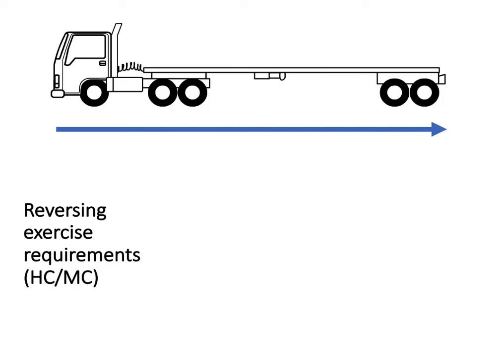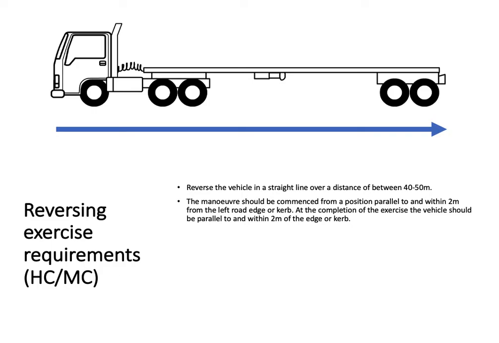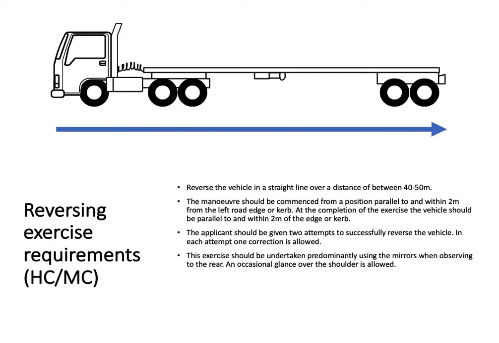Reversing requirements for HC and MC applicants. Reverse the vehicle in a straight line over a distance of 40 to 50 meters. The maneuver should be commenced from a position parallel to and within 2 meters from the left edge or curb. At the completion of the exercise, the vehicle should be parallel to and within 2 meters of the edge or curb. The applicant should be given 2 attempts to successfully reverse the vehicle. In each attempt, 1 correction is allowed.